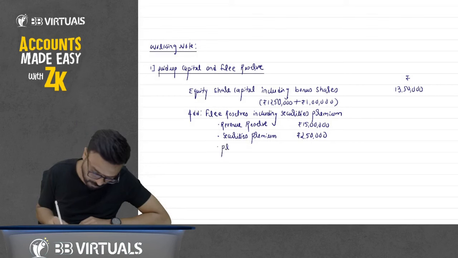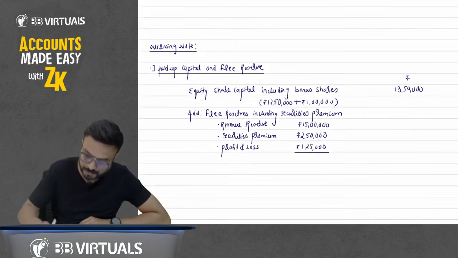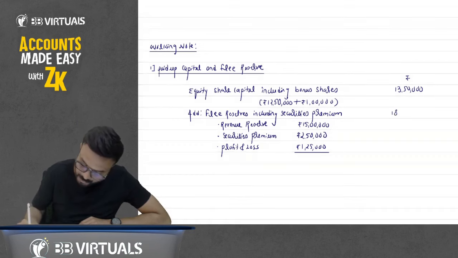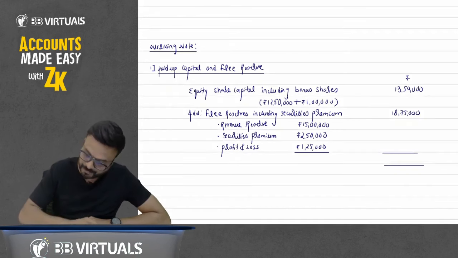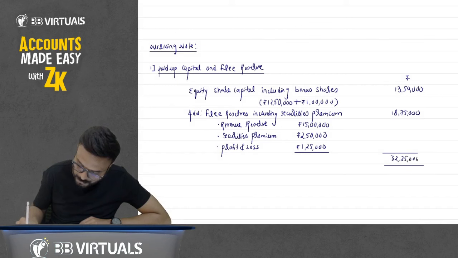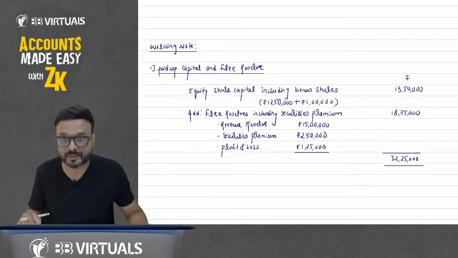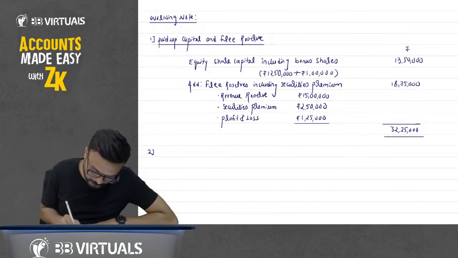So profit and loss account balance 1,25,000. So do the total of free reserve including securities premium. That is 15,00,000 plus 2,50,000 plus 1,25,000. That is 18,75,000. So total paid up capital and free reserve, 13,50,000 plus 18,75,000, that comes to 32,25,000.